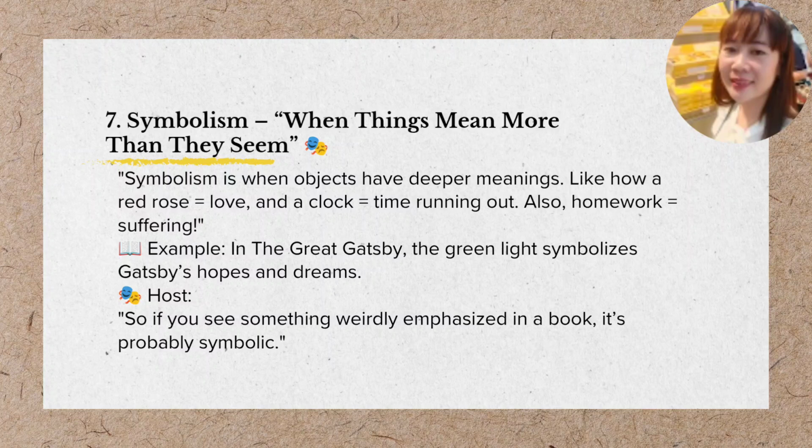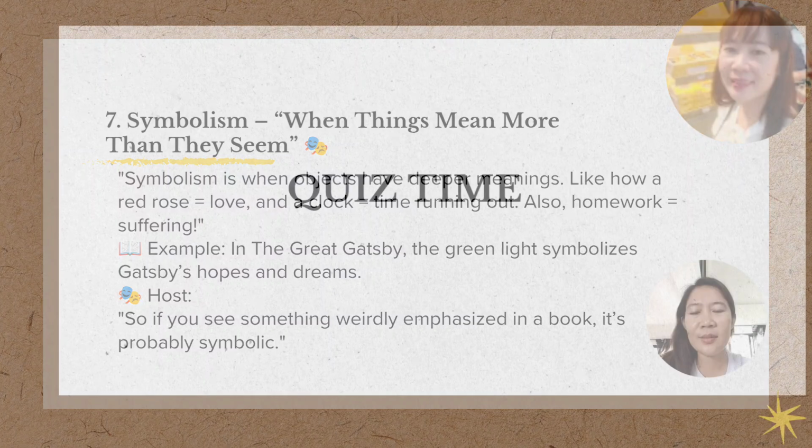So symbolism is when objects have deeper meanings, like, for example, how a red rose equals love and a clock equals time running out, or also homework equals suffering. For example, in The Great Gatsby, the green light symbolizes Gatsby's hopes and dreams. So if you see something weirdly emphasized in a book, it's probably symbolic.